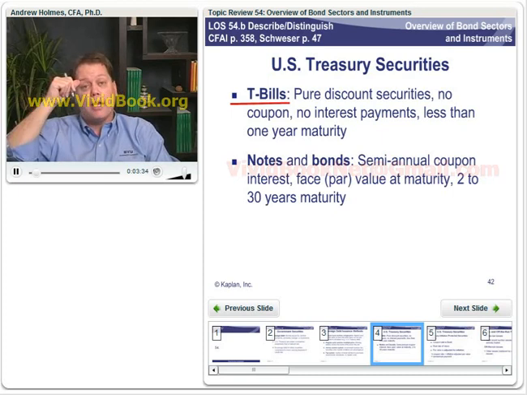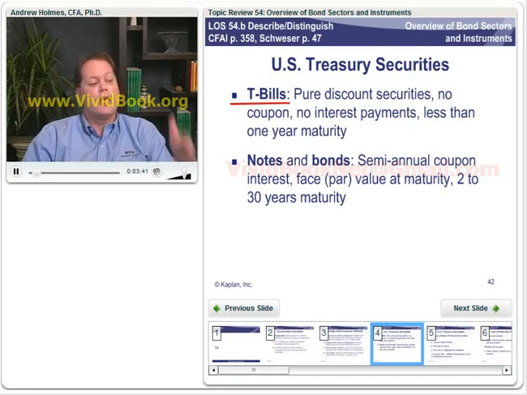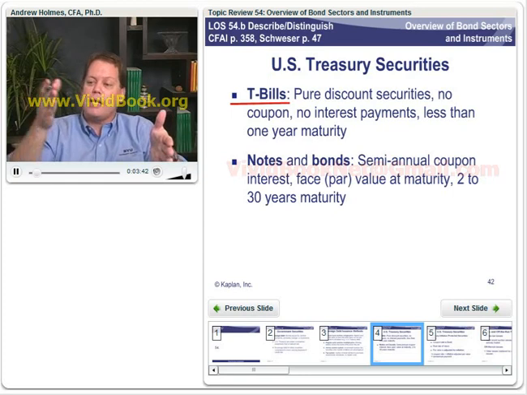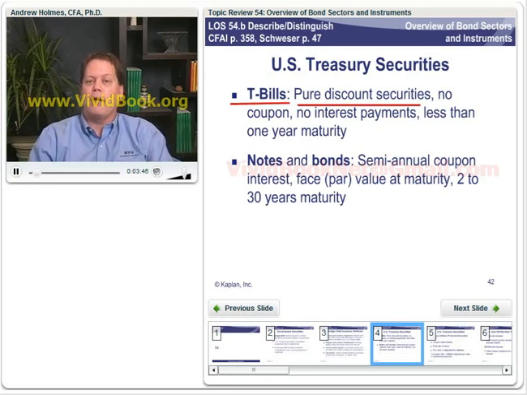So thinking of T-bills, these are pure discount securities. What that means is there's no interim payments. You buy it today for $990. It matures in a few months or a few weeks at $1,000. Okay, so there's no interim payments on a treasury bill. So there's no coupon, no interest payments, and they have less than 1 year to maturity. If there's something longer than that, 2 years to 30 years, we call those either notes or bonds. I don't think there's a lot of difference between T-notes and T-bonds.